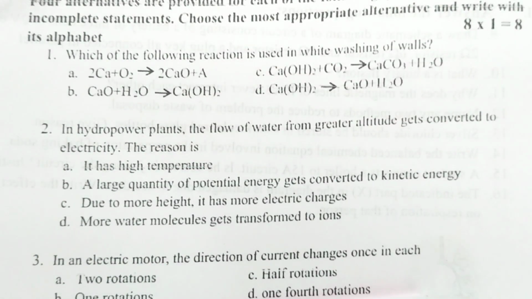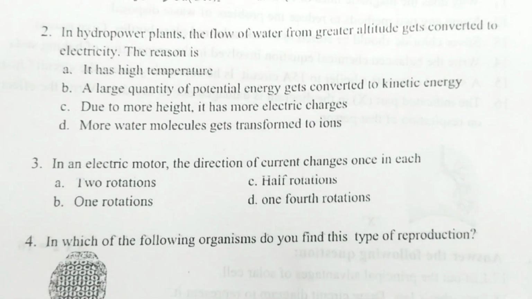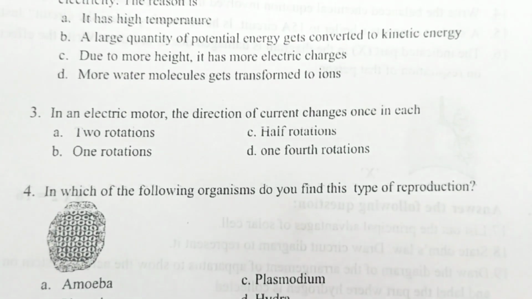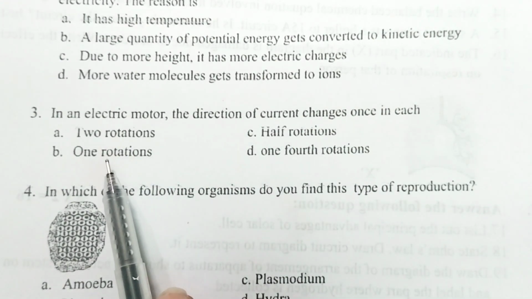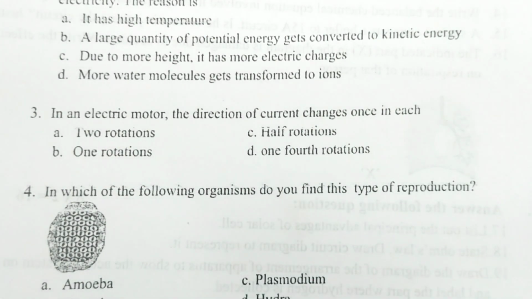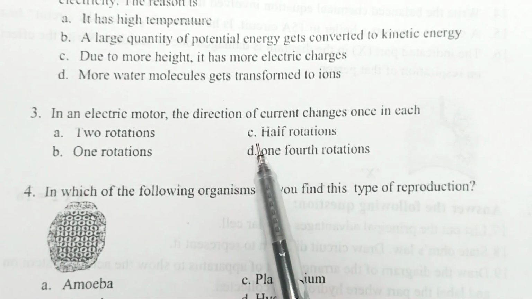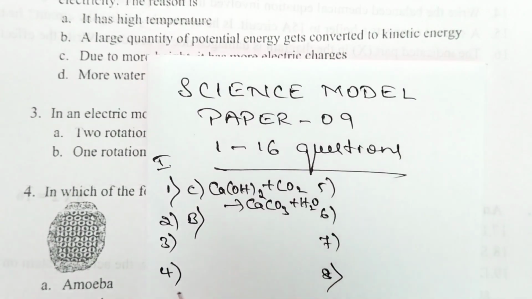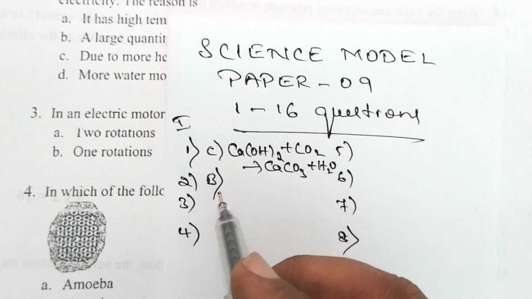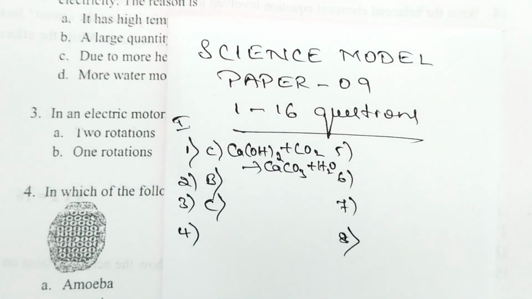Then coming to the third question: in an electric motor, the direction of current changes once in each. Among these four answers, the right answer is that at every half rotation it changes its direction. Therefore, for the third question, option C is the answer.